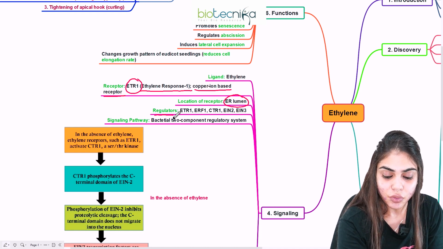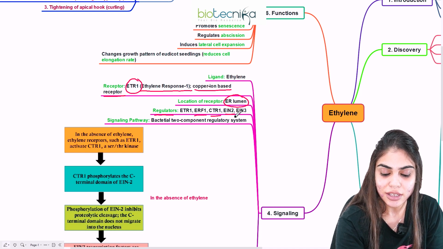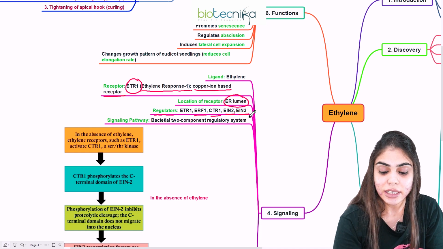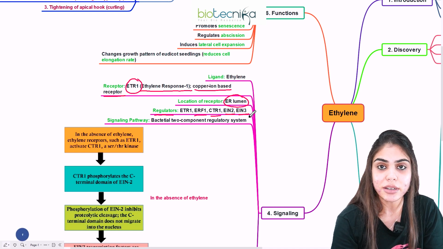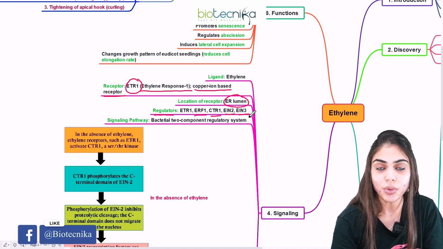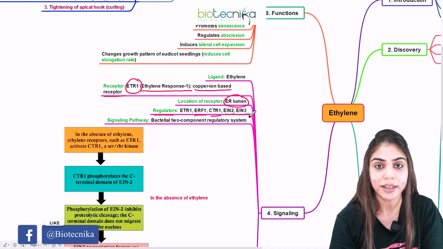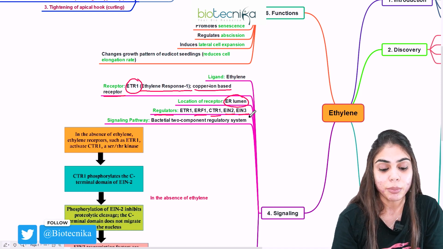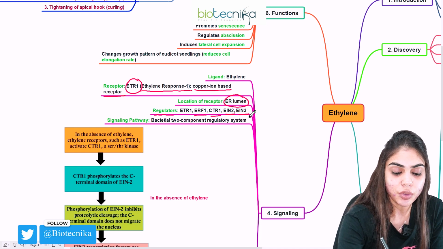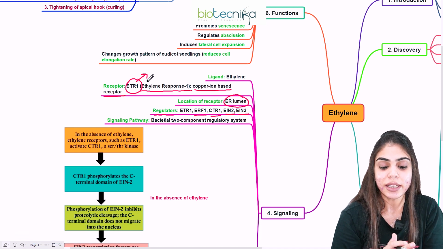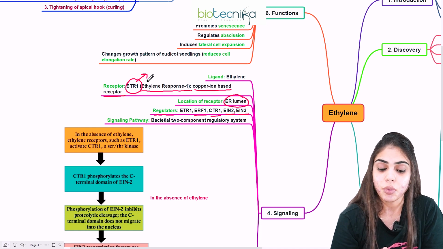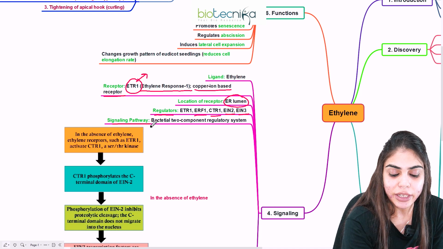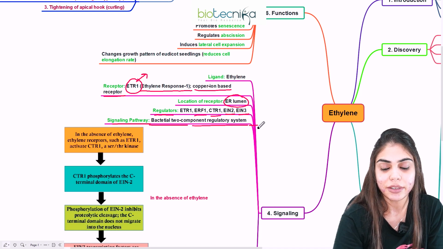What are the regulators involved? They are ETR1, ERF1, CTR1, EIN2 as well as EIN3. That is ethylene triple response 1, ethylene response factor 1, constitutive triple response 1, ethylene insensitive 2 as well as ethylene insensitive 3, that are the regulators of the signaling pathway. But what is the name of the receptor? It's going to be ETR1. So ETR1 is acting both as a receptor as well as a regulator. Now what's the signaling pathway? It's bacterial two-component regulatory system.